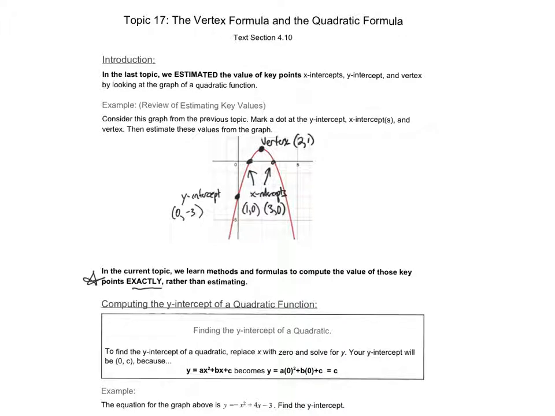So I'm going to walk you through in this lesson: how do we find the y-intercept using the equation? How do we find the x-intercepts using the equation? And how do we find the vertex using the equation?